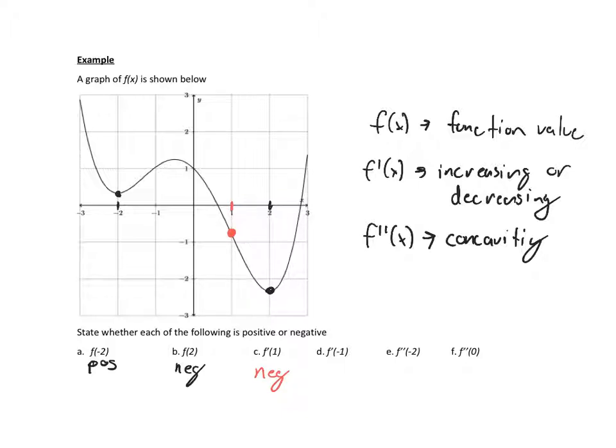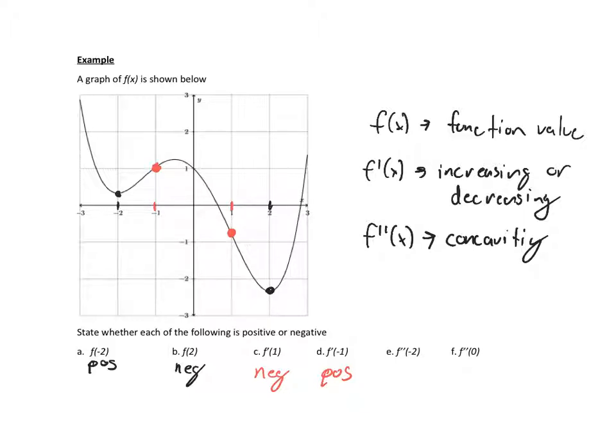So let's consider f prime of negative 1. At this point here, is the function increasing or decreasing? Since the function is obviously increasing, f prime of negative 1 would be positive.